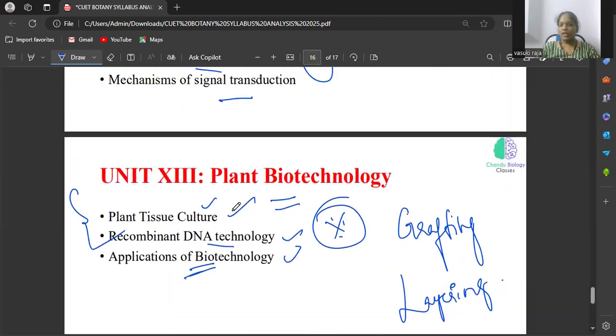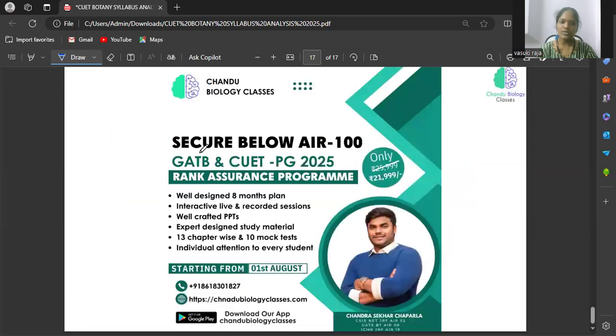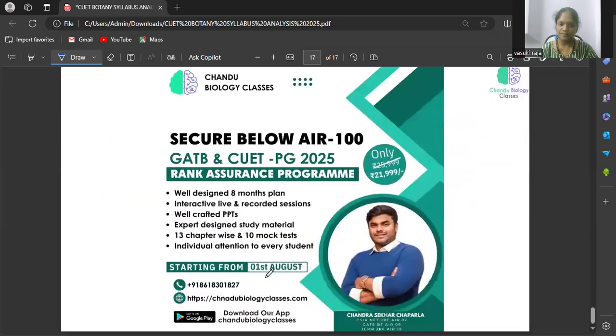So these are the most important units present in botany. This is the syllabus analysis. In our class, we are going to conduct a class from August 1. Chandu Biology Classes is going to conduct a class for CUET and GATB, the rank assurance program. This will be starting from the 1st of August.